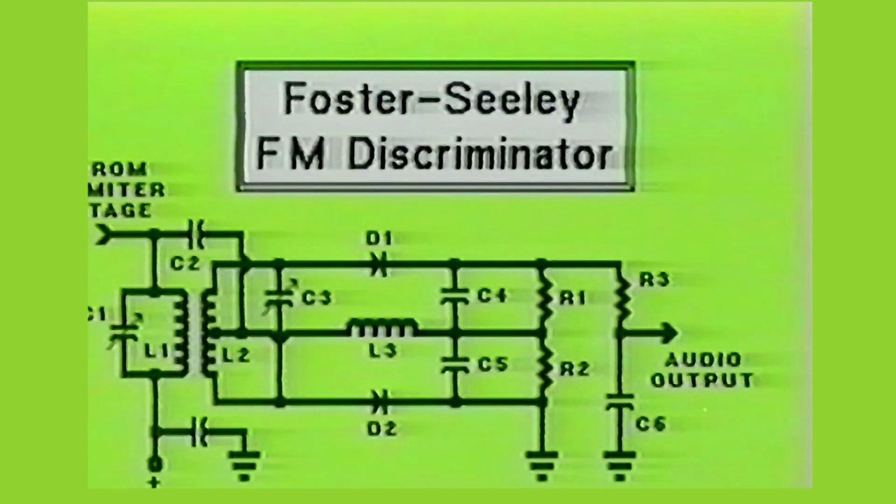Here you see the well-known Foster-Seeley FM discriminator circuit. This discriminator circuit converts phase variations, rather than frequency variations, into a positive or negative audio signal. Due to the Foster-Seeley discriminator's sensitivity to amplitude variations, it is always preceded by one or more limiter stages.